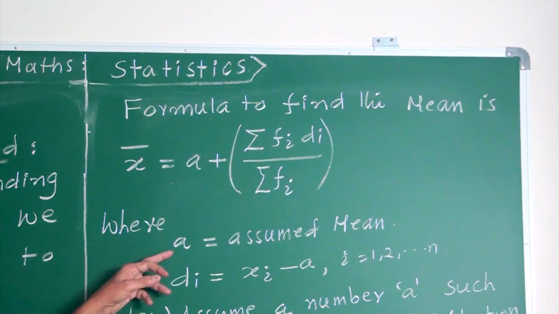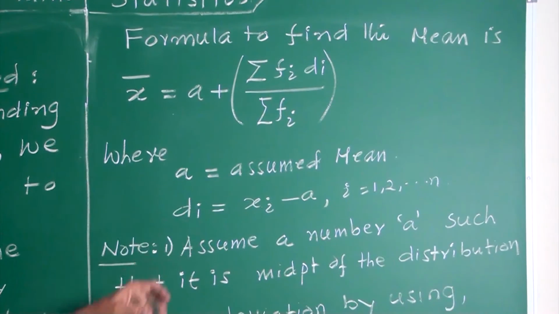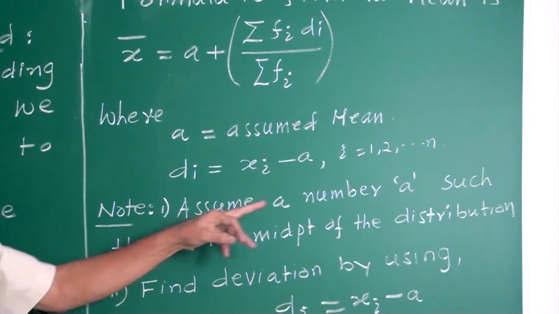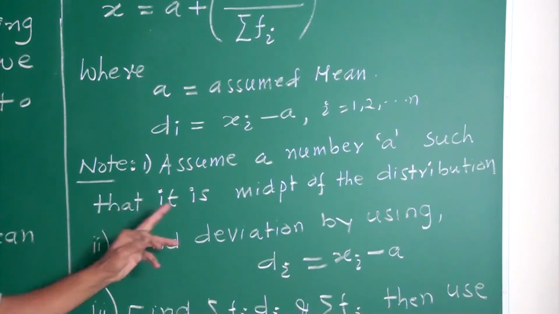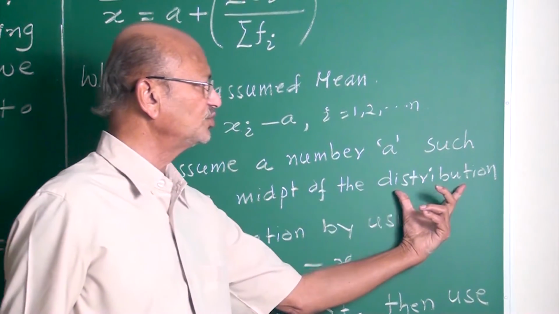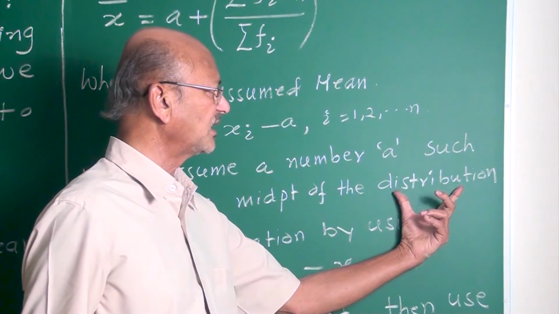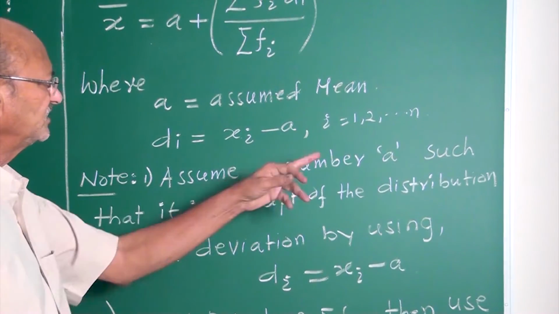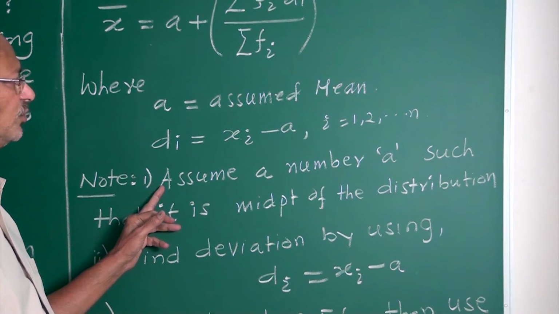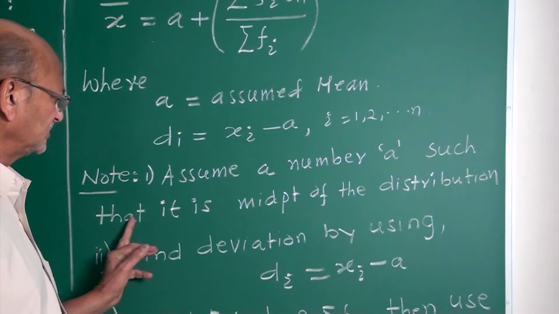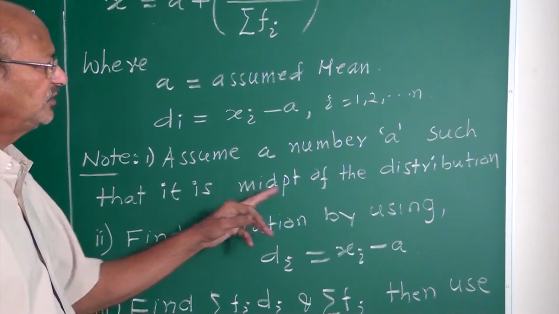Yes, what is this? A. Assumed mean, how to find it? Assume a number A such that it is the midpoint of the distribution. I will explain while doing the example. How to find this A? Assume a number A such that it is a midpoint of the distribution.